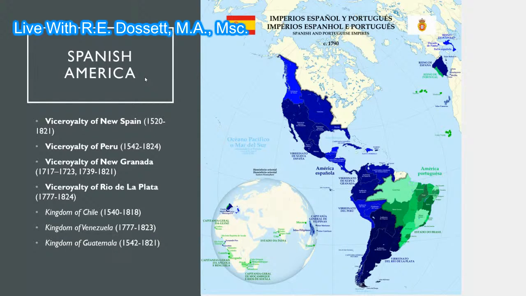Okay, and this viceroyalty managed all of South America, including Panama, from Lima. But this was way too much. So eventually, the viceroyalty of New Granada, or Virreinato del Reino de Nueva Granada, was established, and also the viceroyalty of Rio de la Plata, Virreinato de Rio de la Plata, also the viceroyalty of Buenos Aires, was established also to manage stuff.